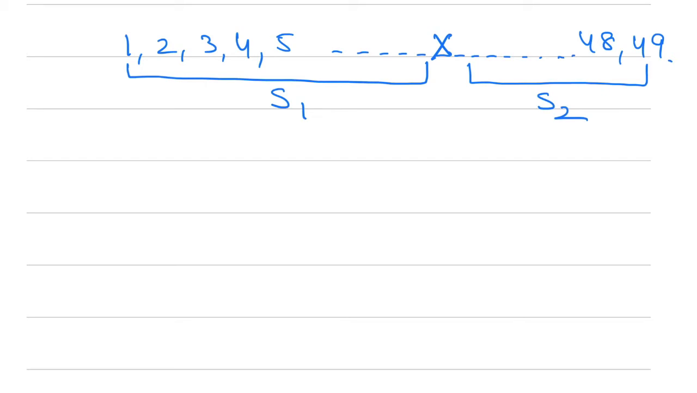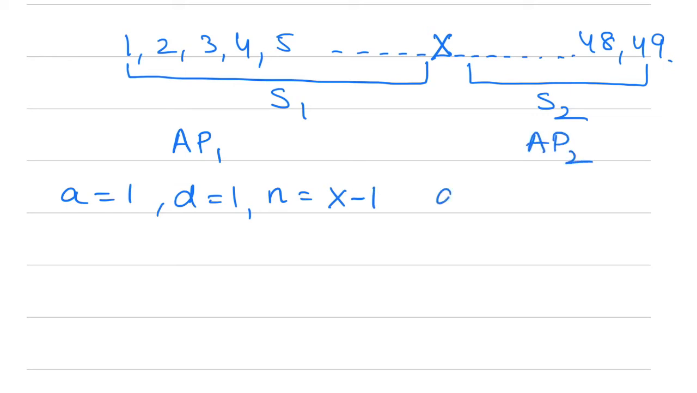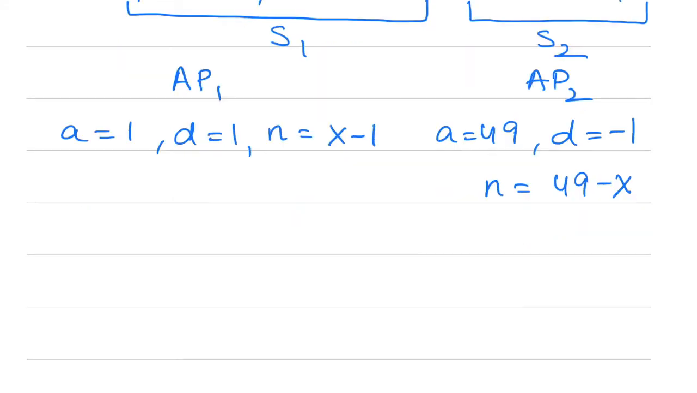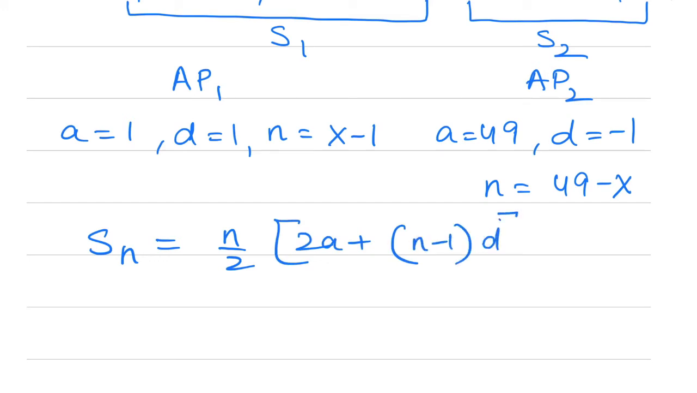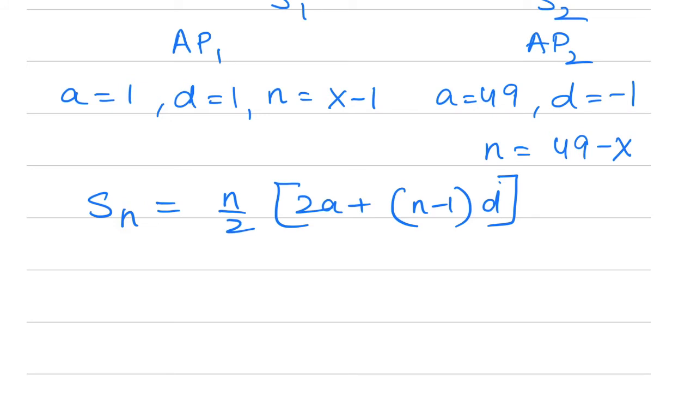Now let's have AP1, the sum of the houses before X. A here is 1, D is also 1 and N is equal to X minus 1. And in AP2 we have A equal to 49, I am going to take in the reverse order, and D is equal to minus 1 and N is equal to 49 minus X. Sum of N terms is equal to N by 2 into twice A plus N minus 1 into D. So now let's substitute for AP1.